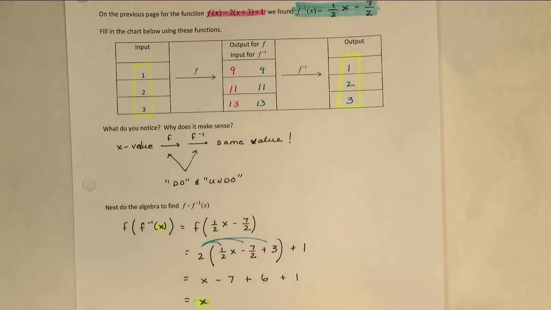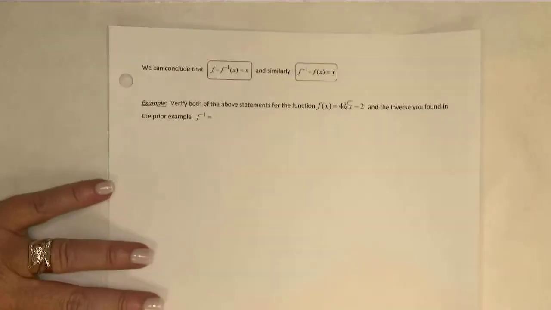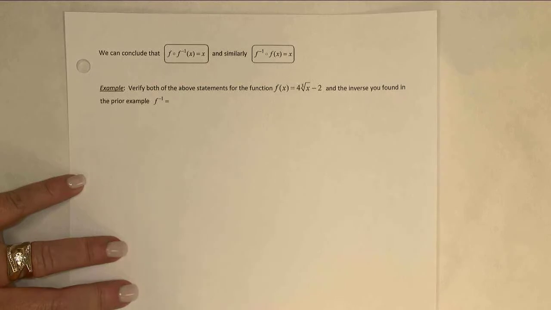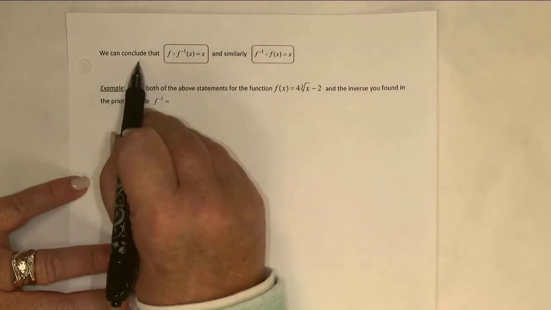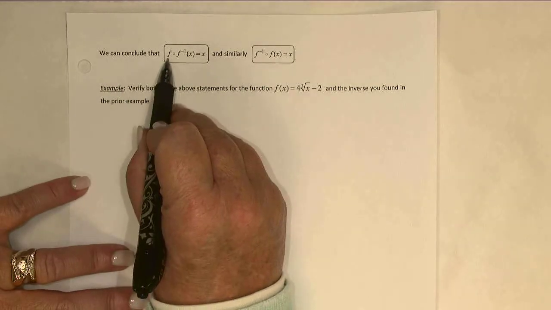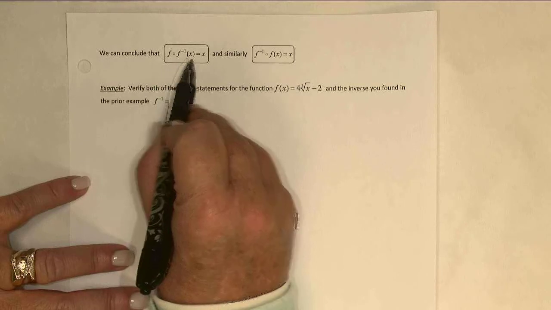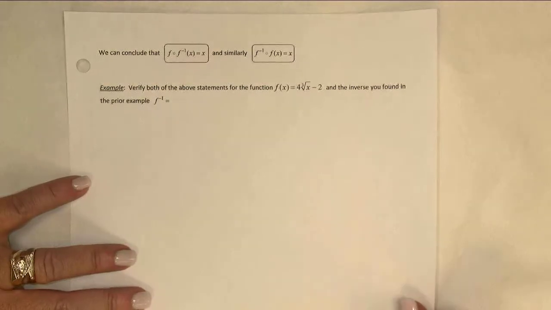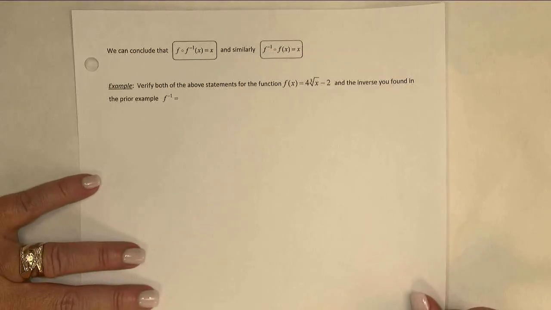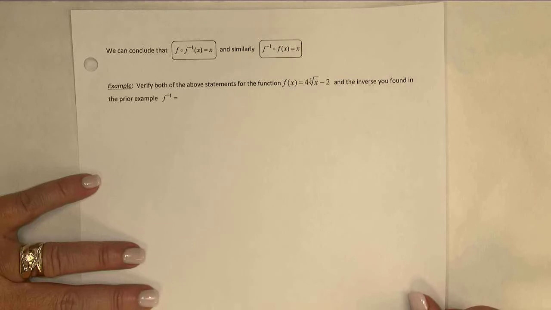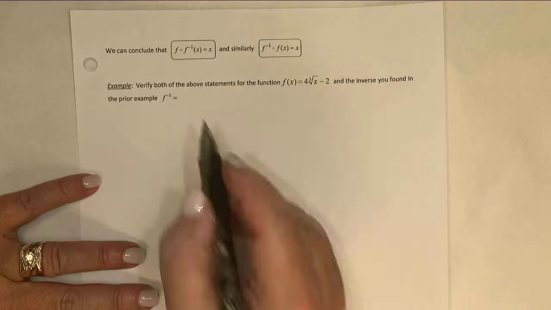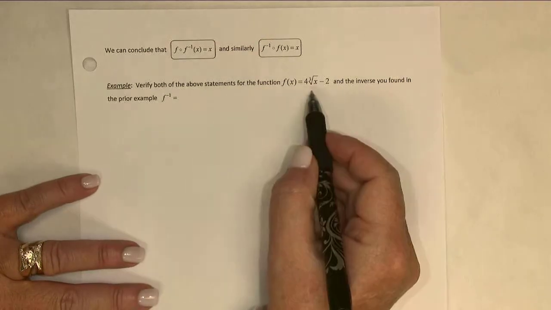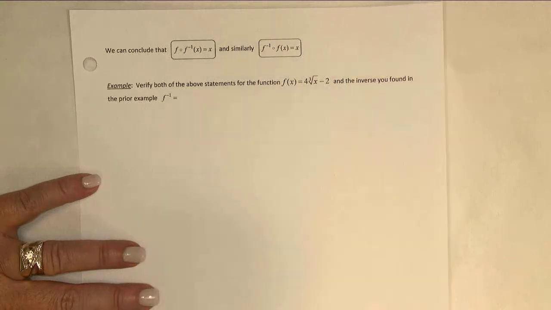Let's take a look at that with one more example. Here's a formal statement of what we just saw. We'll conclude that the composition of f with f inverse is just x. And it actually works both ways. The composition of f inverse and f is also x. We're going to verify those statements for the other function that we had.